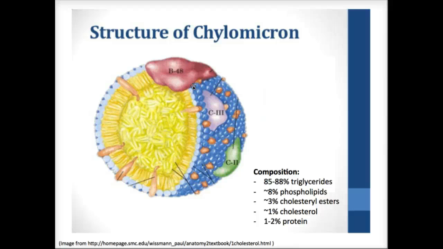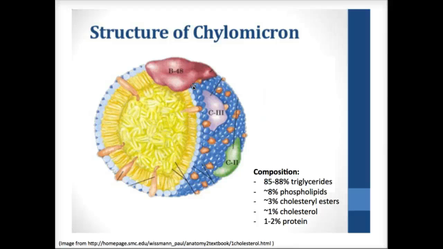In terms of composition, a chylomicron is about 85 to 88% dietary triglycerides, about 8% phospholipids, about 3% cholesterol esters, about 1% dietary cholesterol, and only about 1 to 2% protein, which is not a lot of protein. Because they have such a high lipid to protein ratio, they are very low in density and very large in size. In fact, the chylomicron is the largest of the 4 types of lipoproteins.